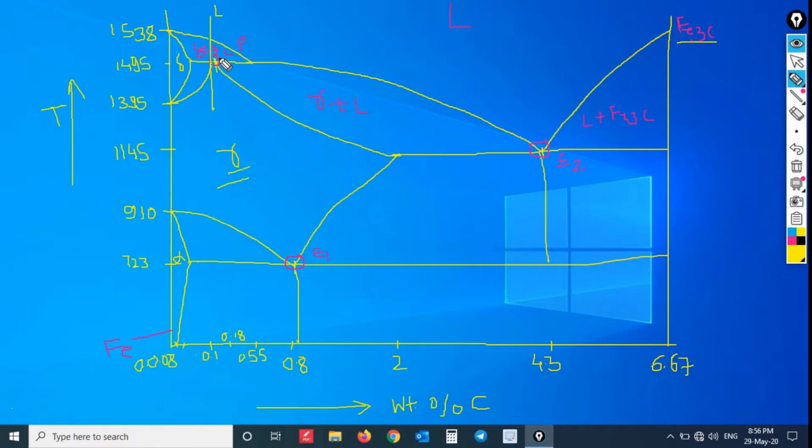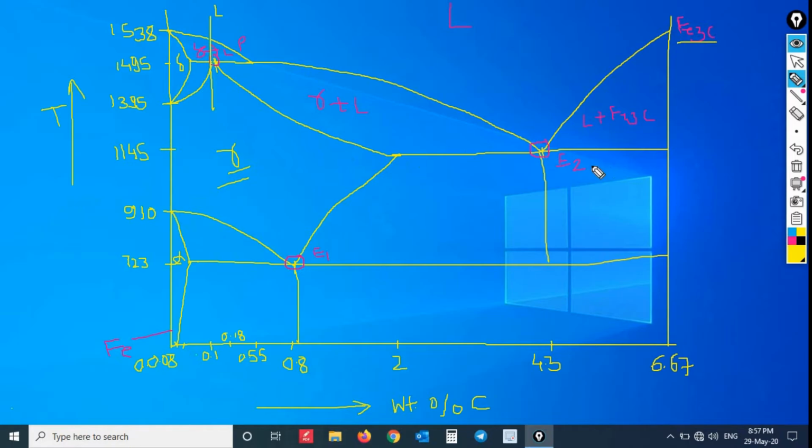What is a peritectic reaction? Liquid plus solid gets converted into another solid. What is the liquid here? Liquid iron. What is delta iron? That is a solid. It converts into another solid, that is called austenite, or gamma iron. This is called a peritectic reaction.